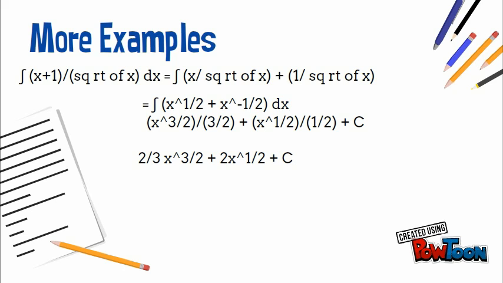Same thing for negative 1/2. Negative 1/2 plus 1 is 1/2, divided by 1/2, plus C. Then I simplified to get my final answer, 2/3 x to the 3 divided by 2 plus 2x to the 1/2 plus C.